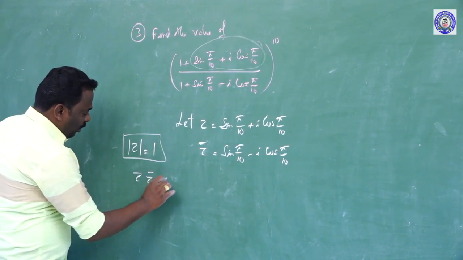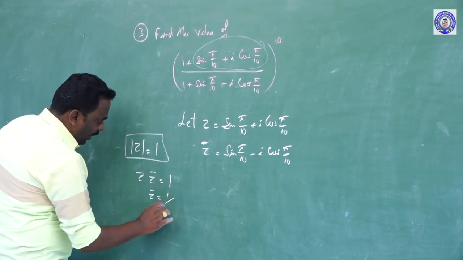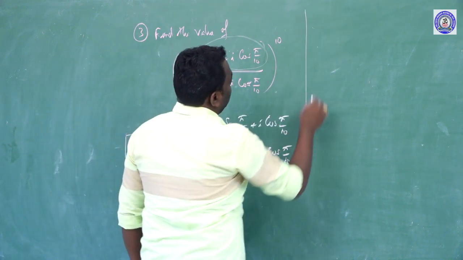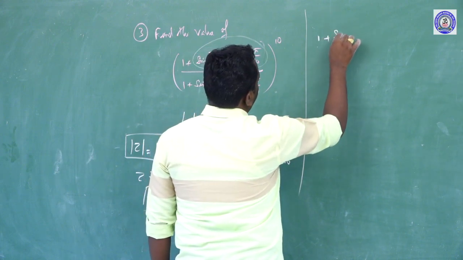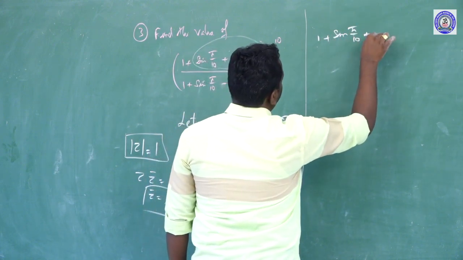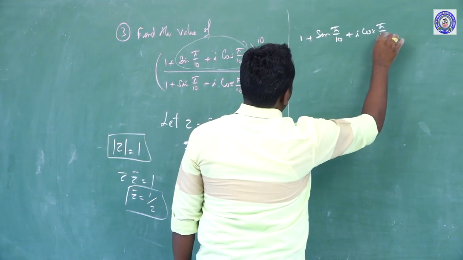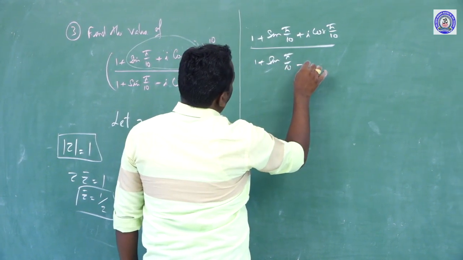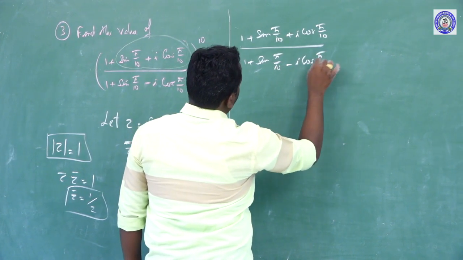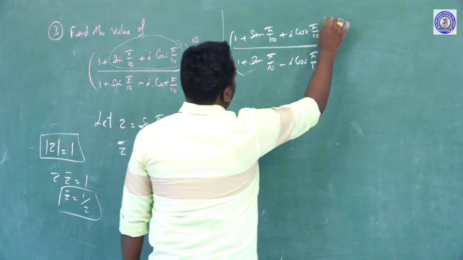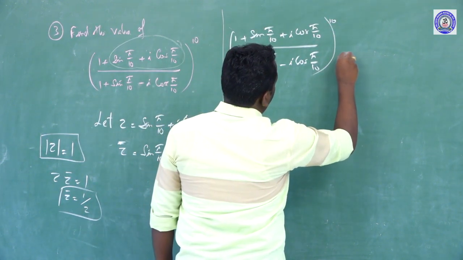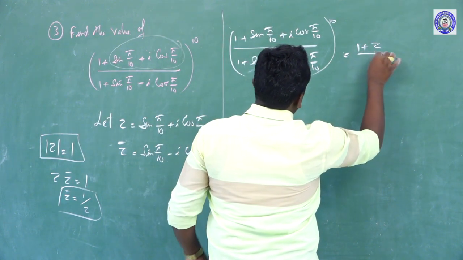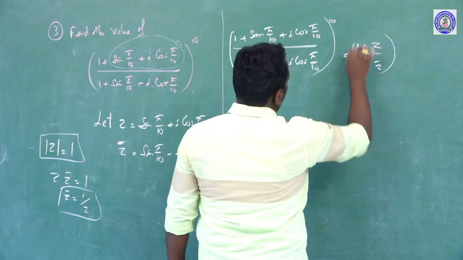Therefore z times z bar equals 1, so z bar equals 1 by z. The same argument is applied here. The given question is (1 + sin(π/10) + i cos(π/10)) divided by (1 + sin(π/10) − i cos(π/10)), the whole power 10. That equals (1 + z) by (1 + z bar), the whole power 10.